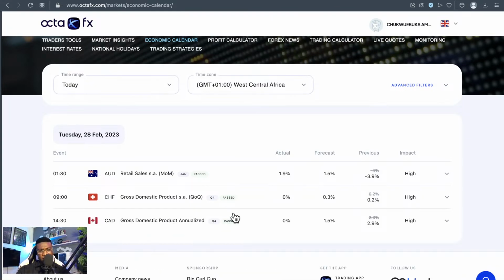We also had, I think it's the US Conference Board consumer confidence, in, let's check Forex Factory.